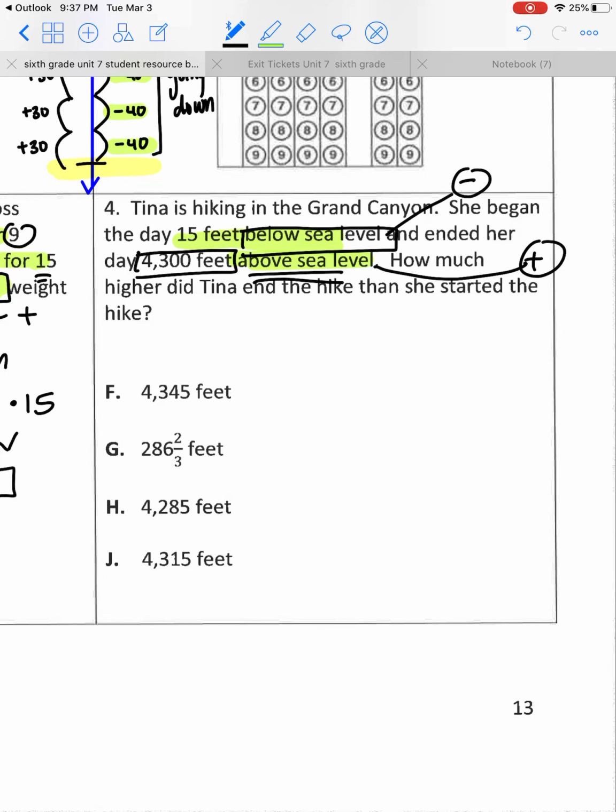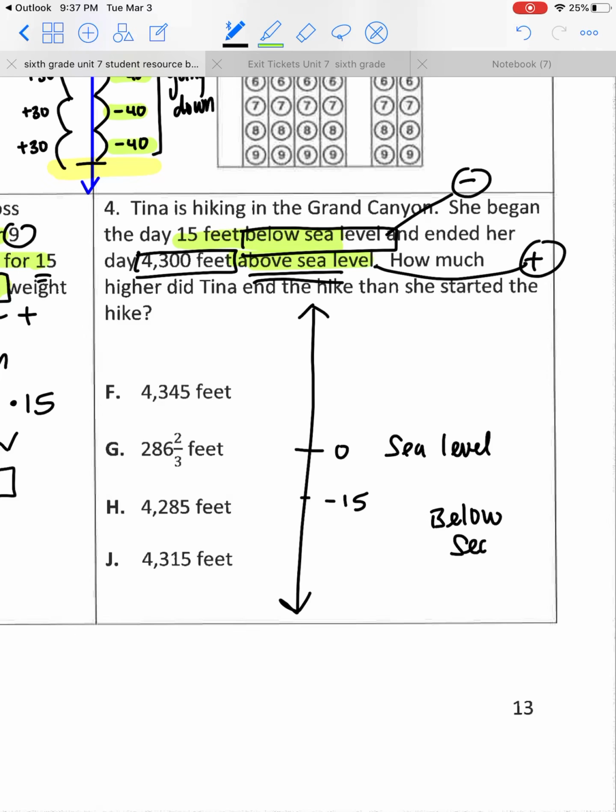So basically what they're asking me to do is the following. Let's draw a number line again. I love number lines for this. We're at 0, which means this is sea level, right? She's at 15 feet below sea level, about right here for her to begin. This is below sea level, and this is above sea level, of course, if you're above 0. And then she was at 4,300 feet.